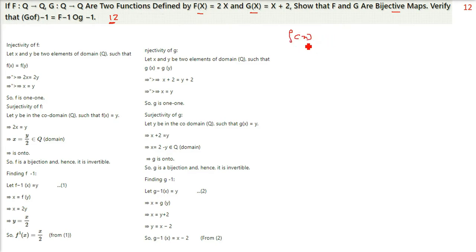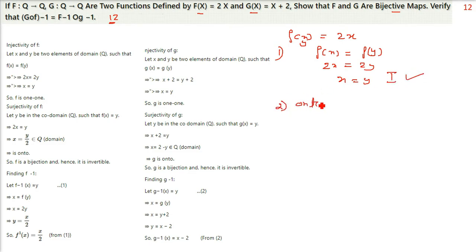First let us check injectivity. f(x) equals 2x. Now f(x) equals f(y), we assume it to be true. Then x should be equal to y, and then we can easily say it is 1 to 1. So 2x equals 2y. Divide both sides by 2, you get x equals y, that is, it is injective, 1 to 1. Second, we are proving it to be onto. Surjectivity we want to prove. If we are given this mapping, every value of the codomain or range should have a pre-image in the first set.